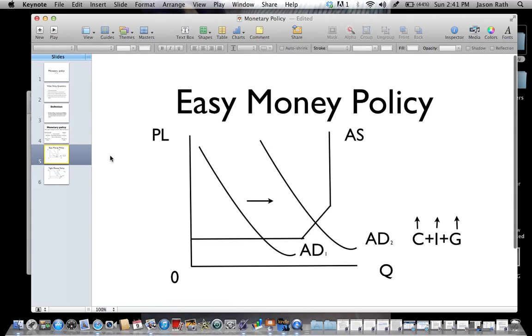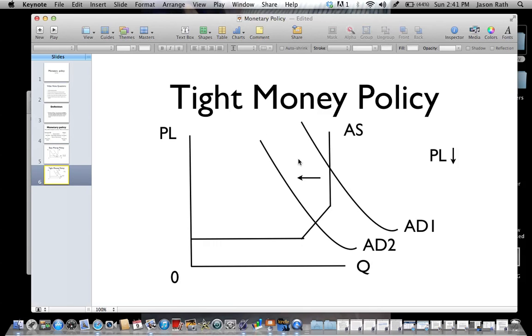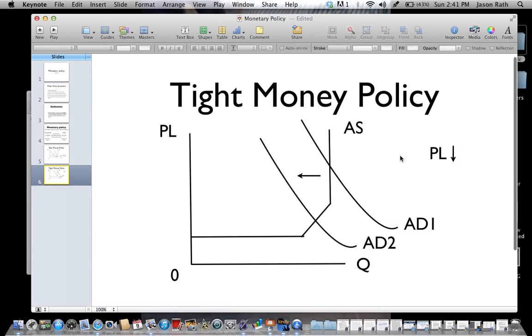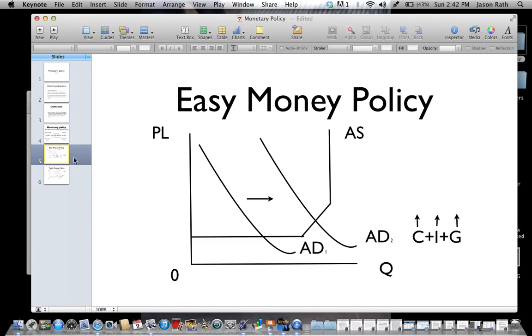This is easy money policy again. It looks the exact same as fiscal policy. What you're doing is you're in a recession, you're trying to get back here. And tight money policy is this. You're going to see 2 different graphs. These are called the whole economy graphs. There's also going to be a money market graph when it deals with the supply of money. It looks completely different from these. I don't want to confuse you today, so I won't give you those today.